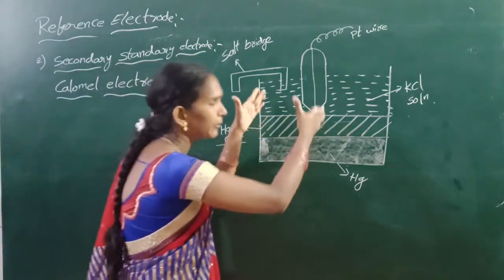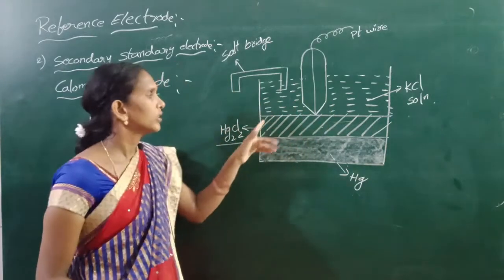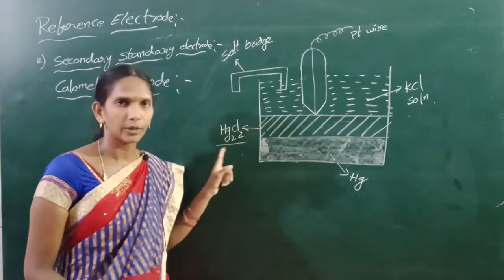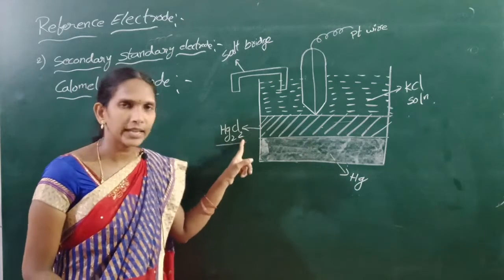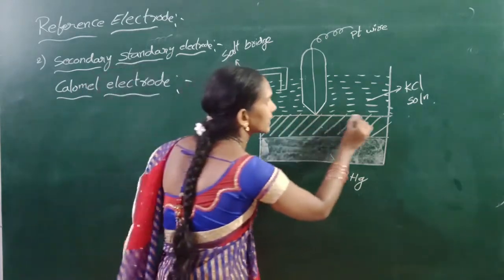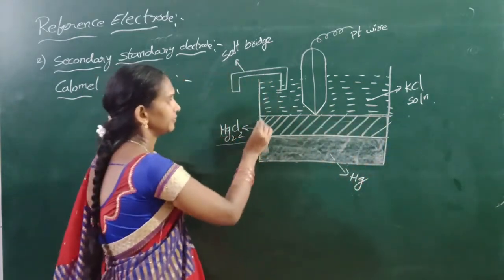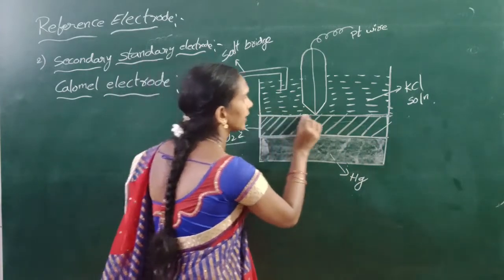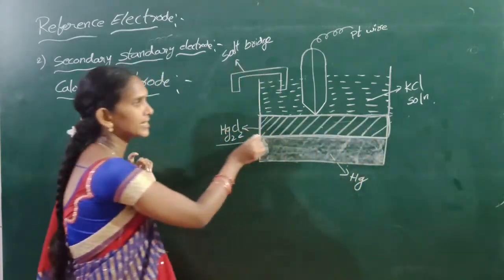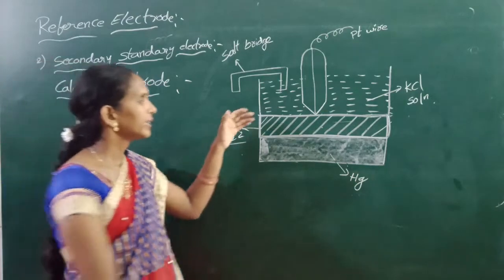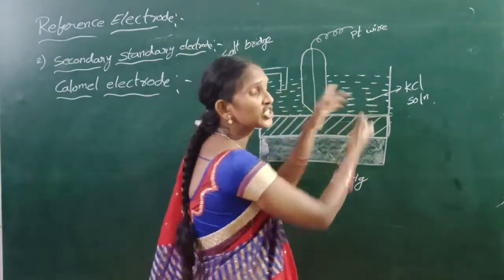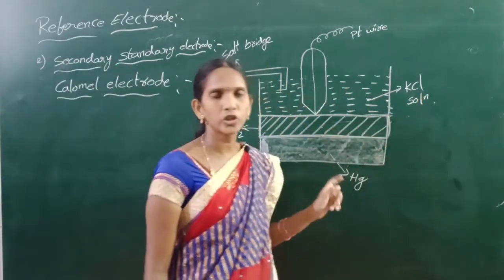Then this is dipped in the Hg2Cl2, which acts as a calomel. This acts as an electrode. This is dipped in the standard KCl solution.